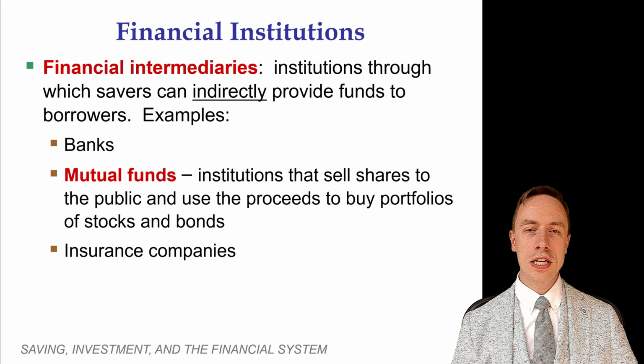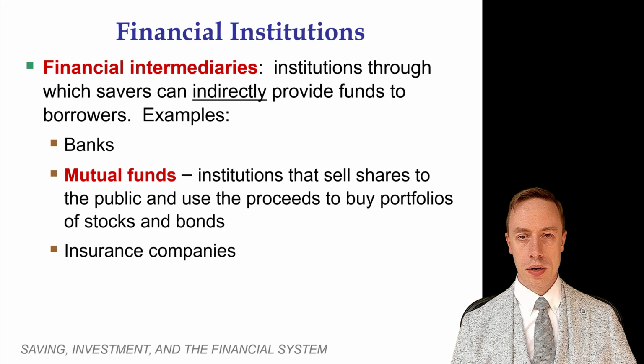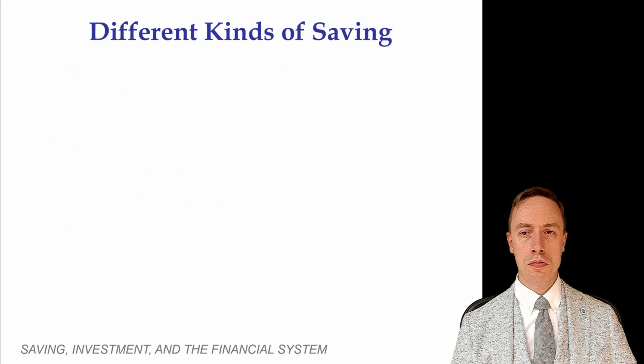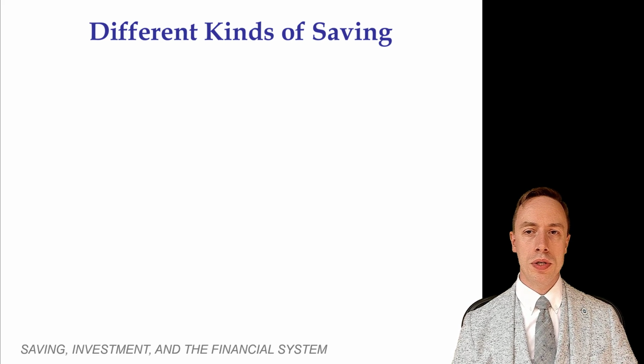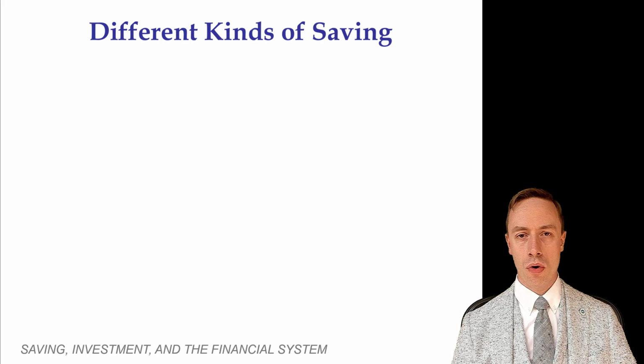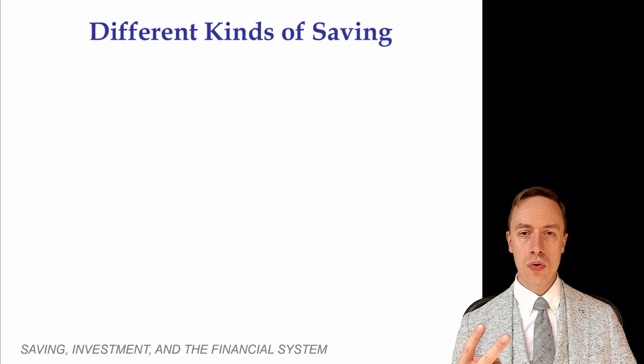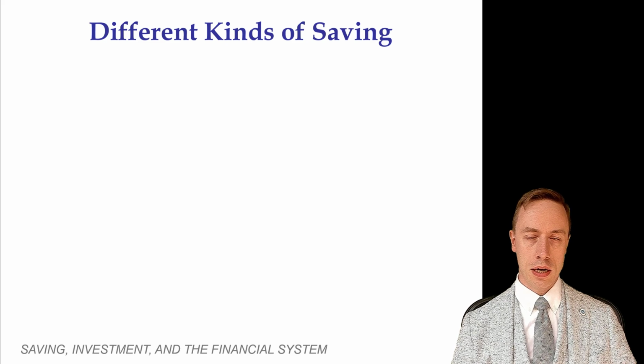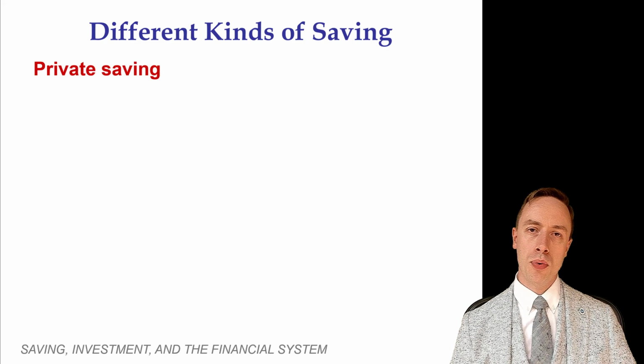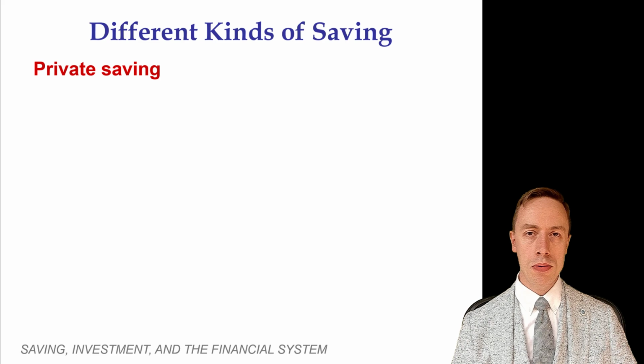So together, these financial institutions and financial markets form our financial system, allowing savers and borrowers to interact with one another. So let's talk about how we define this at the macroeconomic level. At the macro level, there are two major sources of savings in our economy. The first type we call private saving, and it's probably what you think of when we use the term saving.